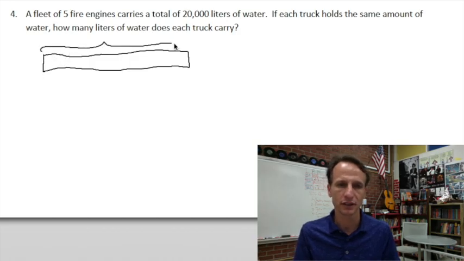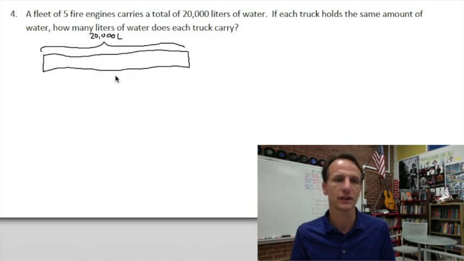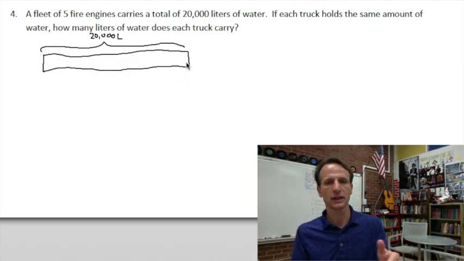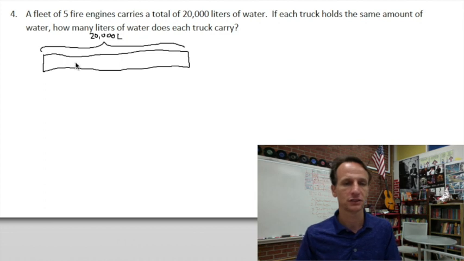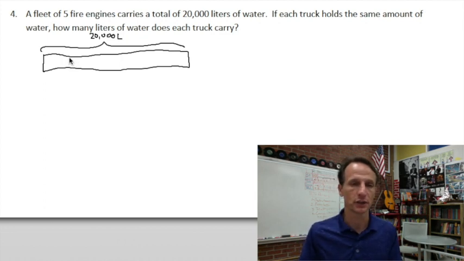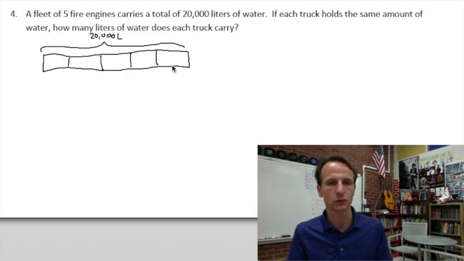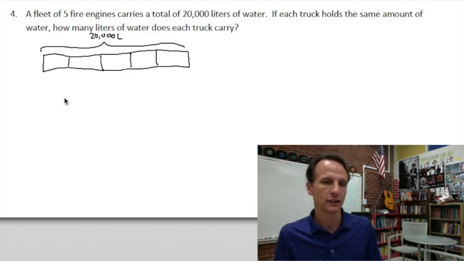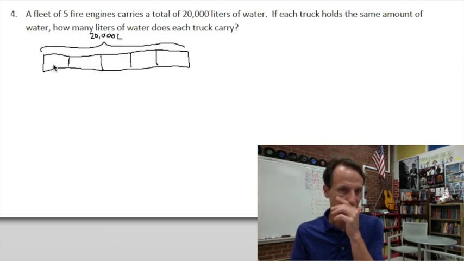So here is all of the water. All the water is 20,000 liters. And remember, although we write liters with a lowercase l, the abbreviation is an uppercase L so that it's not confused with the number 1. So 20,000 liters, and we have 5 trucks. So within here, I can draw 4 lines to make 5 reasonably equal partitions. So 1, 2, 3, 4 lines will give me 1, 2, 3, 4, 5 fire trucks. And those are equal, and I'm trying to solve for each one of these.